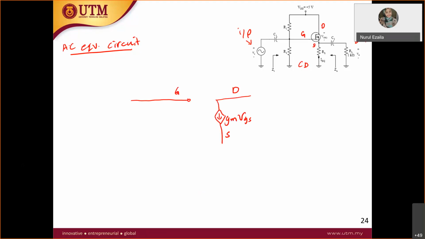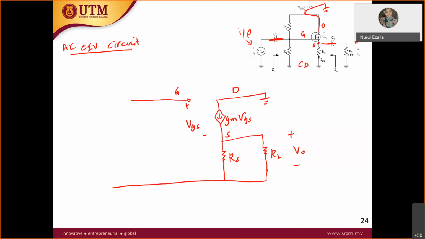You have here VGS. And then from the source over here, let's start from the source. From the source you have RS, and then this one short, this one ground. I didn't write it, but you know it. So from the source you have RS, and then you have RL. This is your RL. The drain goes straight to the ground, and this is your V out. This is your ground.